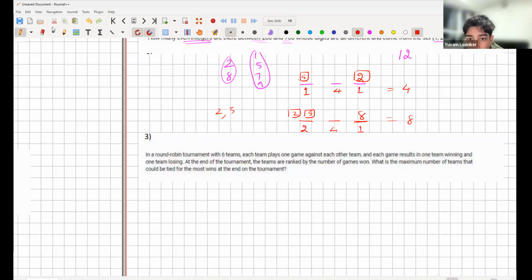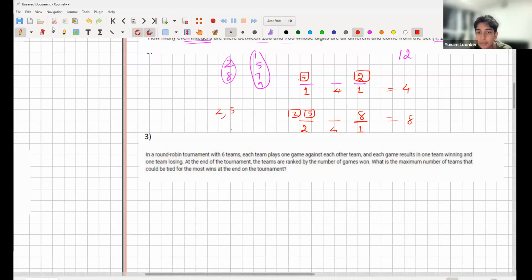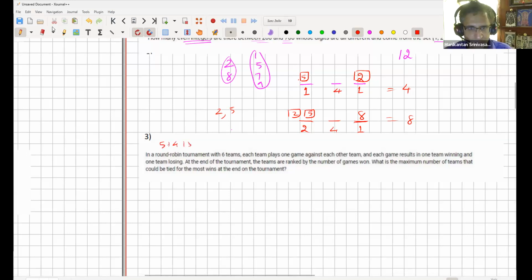Each team plays 1 game, so the team. So it'll be 5 plus 4 plus 3 plus 2 plus 1. Right? So 1, 2, 3, 4, 5, 6. 1 plays against 2, 1 plays against 3, all the way to 1 plays against 6, which is 5. Yeah. 6 teams play 5 games, yeah. 5 plus 4 plus 3 plus 2 plus 1.